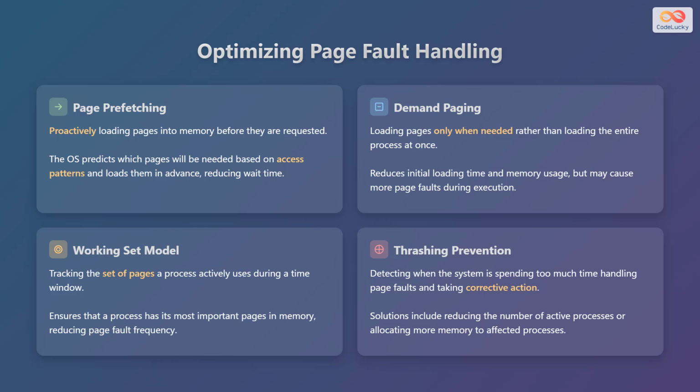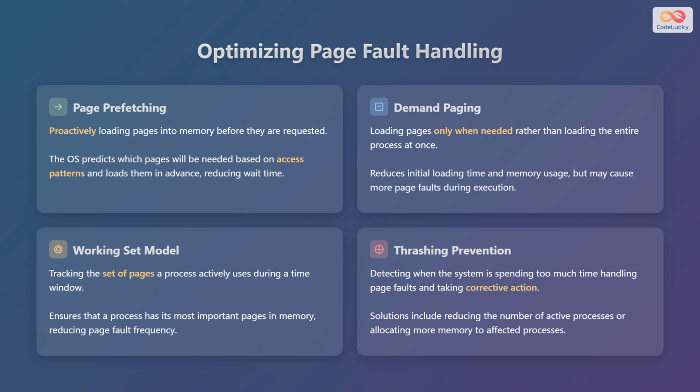Next is demand paging. Demand paging loads pages only when they are actually needed, rather than loading the entire process into memory at once. This reduces initial loading time and memory usage, but it might cause more page faults during execution if pages are accessed for the first time.